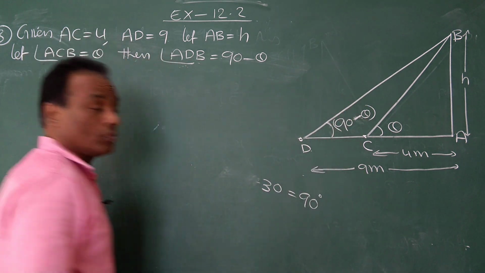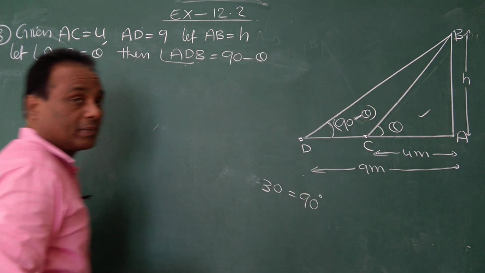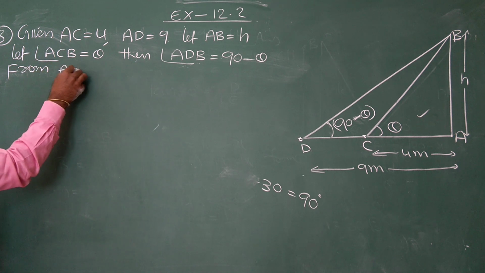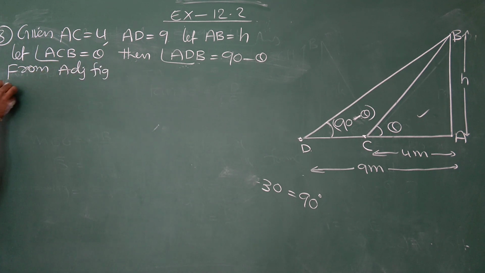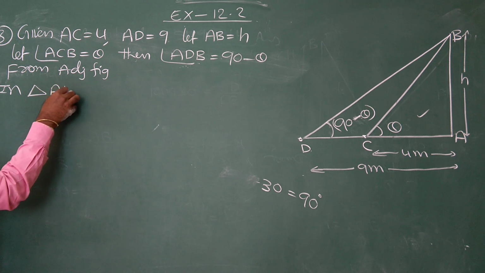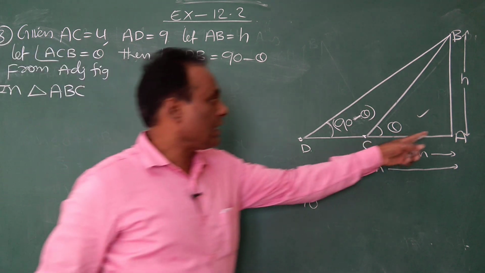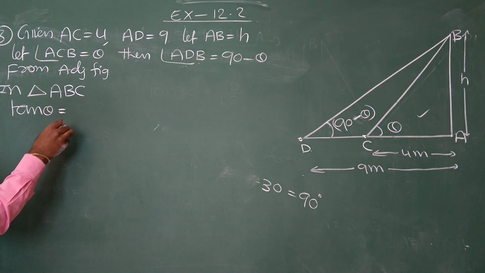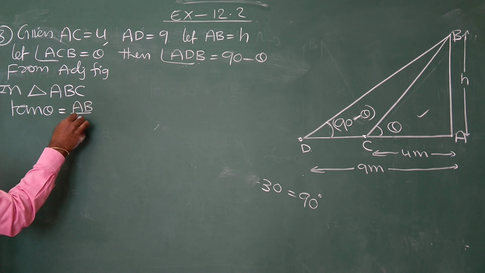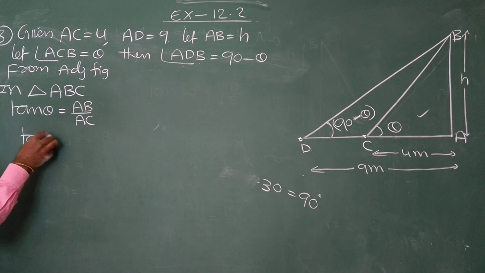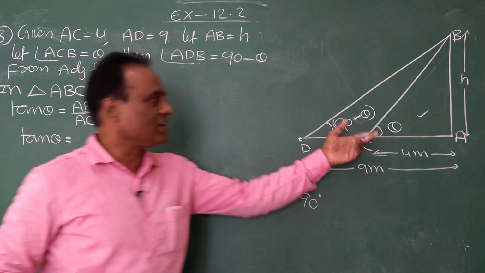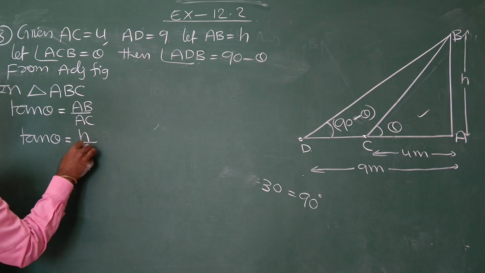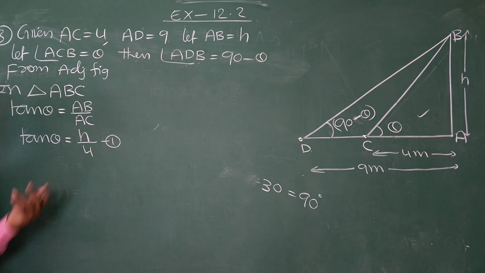Now, the smaller right angle triangle. This right angle triangle I am taking from the adjacent figure. In triangle ABC, tan theta is equal to opposite by adjacent. Theta means theta only, the angle we don't know. Opposite is h, adjacent is 4. h by 4. Leave it.